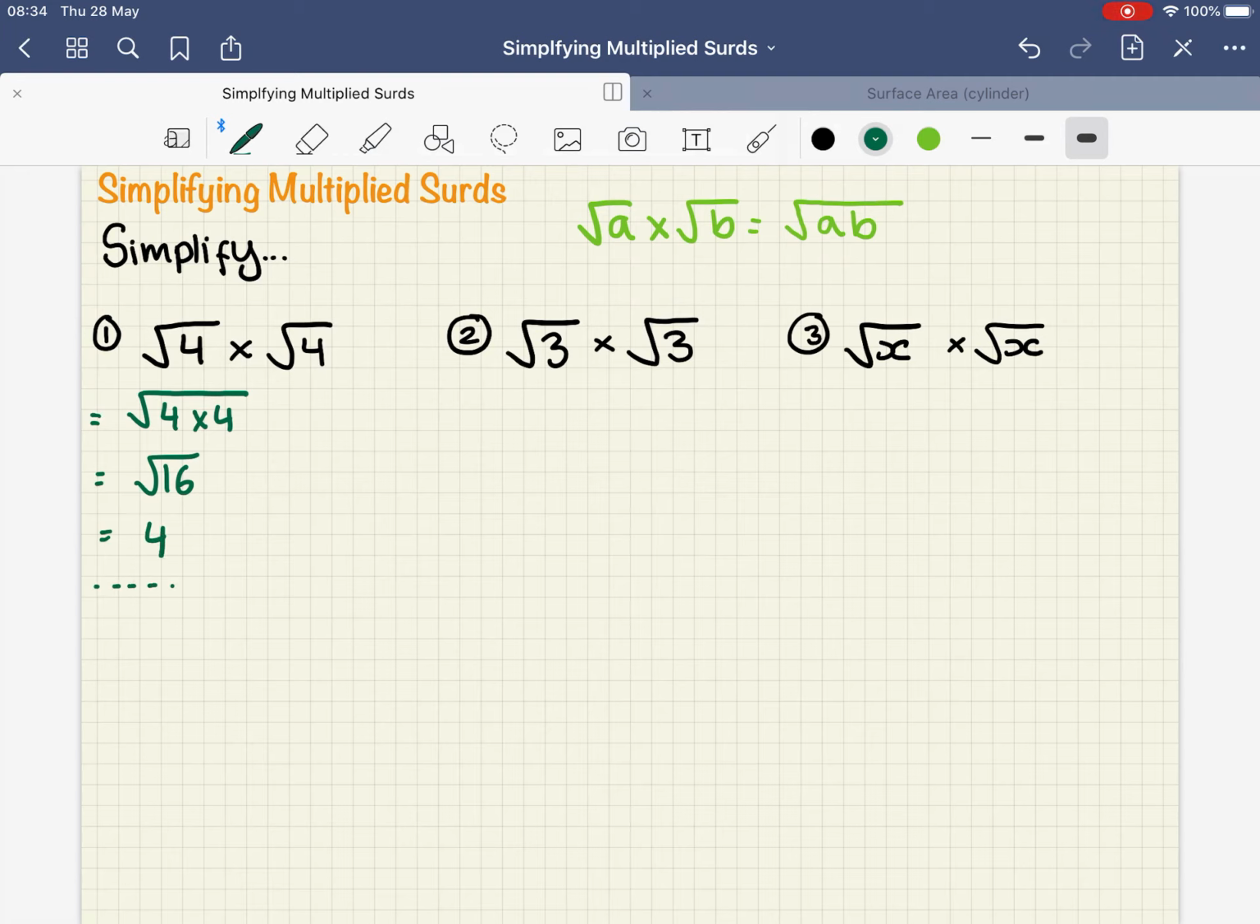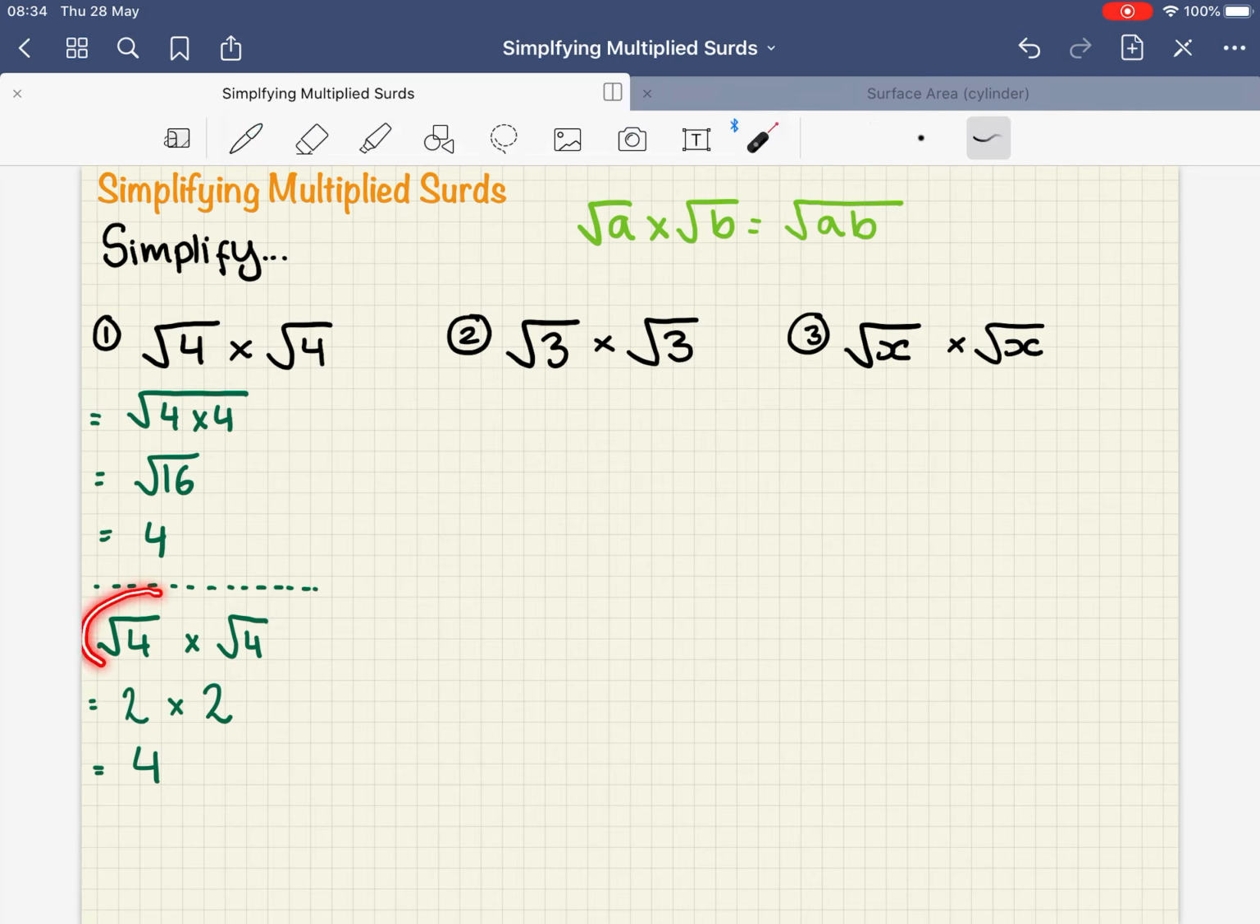And if we look at it in another way, and this also explains why this happens, if I again look at root 4 times root 4, well, the square root of 4 is 2. So I'm doing 2 times 2, which gives me 4. So in general, if we have the same surd multiplied by itself, the answer will just be the number that's under the surd. So we can now very quickly go through these next ones.